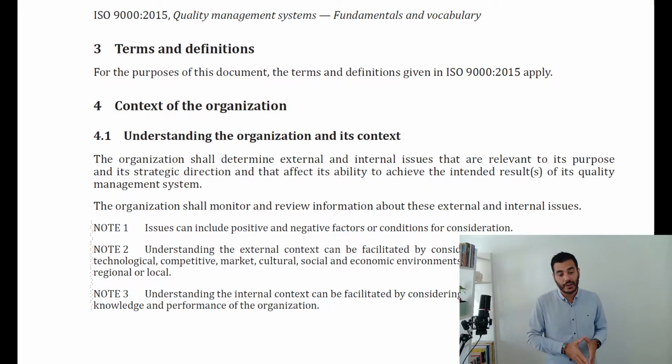Hi, in this mini series, I wanted to explain the requirements of the ISO 9001 standard as seen within the actual standard itself. And in this particular video, we are talking about clause 4.